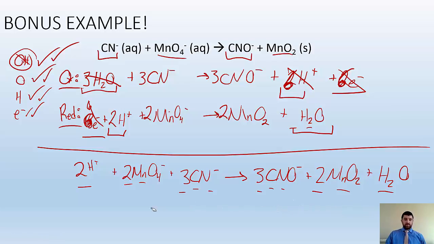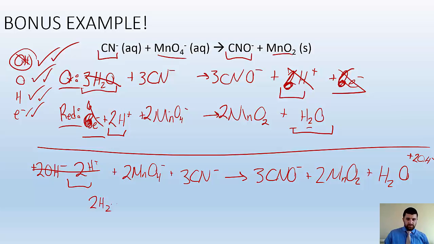Everything is balanced. Cool. Now, what if this problem said, hey, what if it was in a basic solution? Now I've got to do those additional 2 steps. Well, I've got 2 H pluses I've got to cancel out, so I've got to add 2 OH minuses to both sides. This is now going to become 2 waters, 2 H2O. And I'm going to go, hey, wait a minute, there's an H2O over here. So I can cancel out one of those H2O and erase it on this side.